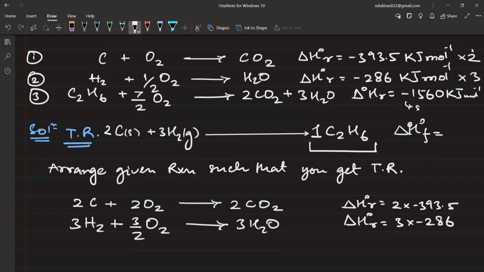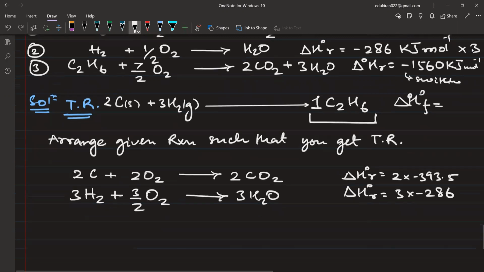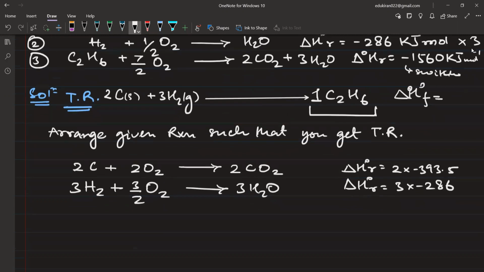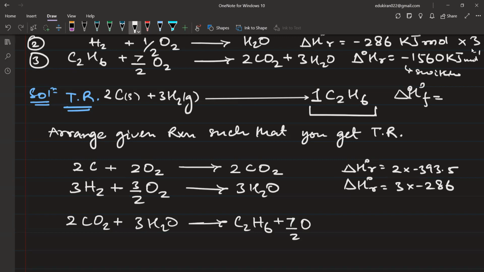ठीक है, साइन क्या हो जाएगा? स्विच हो जाएगा. बिकॉज रिएक्टेंट इज नाउ प्रोडक्ट एंड प्रोडक्ट इज नाउ रिएक्टेंट. सो विल राइट इट लाइक दिस. 1 मोल चाहिए था, यहाँ भी 1 मोल है. सो आई एम जस्ट राइटिंग दिस इक्वेशन एज इट इज, जस्ट स्विचिंग द रिएक्टेंट एंड प्रोडक्ट. ओके, सो आई हैव 2 moles of CO2 plus 3 moles of H2O giving me 1 mole of C2H6 plus 7 by 2 moles of O2.